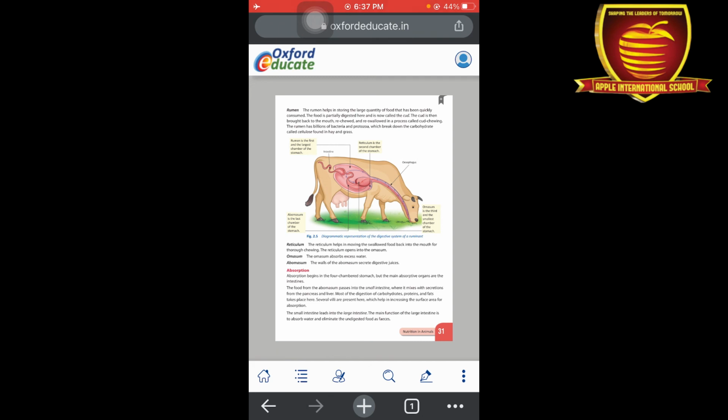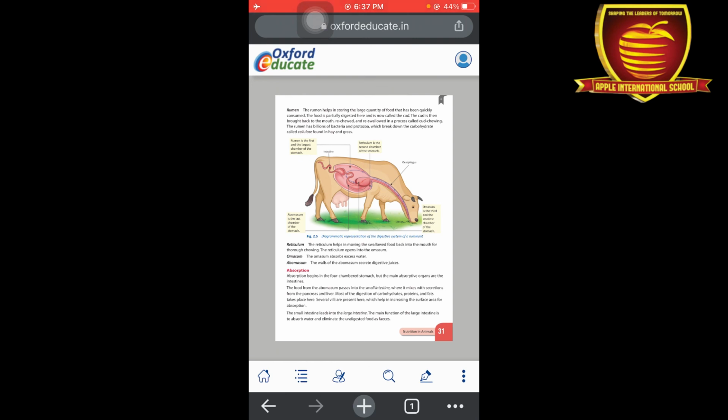So omasum absorbs excess water. What is the function of omasum? Omasum absorbs the excess water. And what is abomasum? The walls of the abomasum secrete digestive juices through which they digest their grasses or cud in a proper way. Okay, and here you can see that is the intestine. Okay, so this process is about digestion.